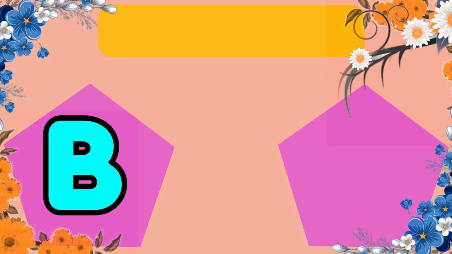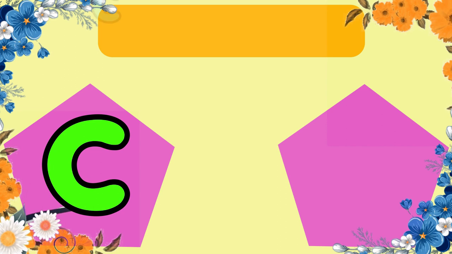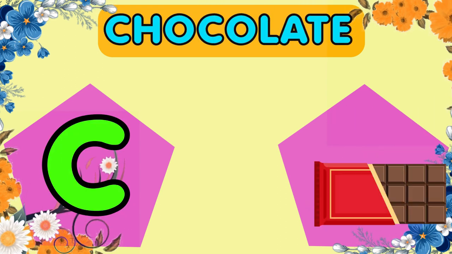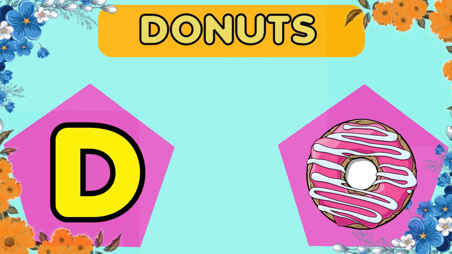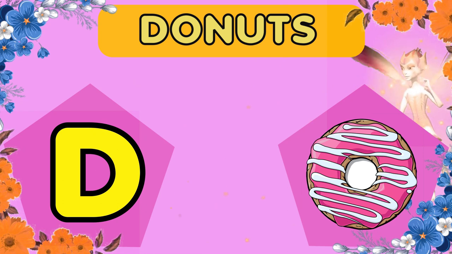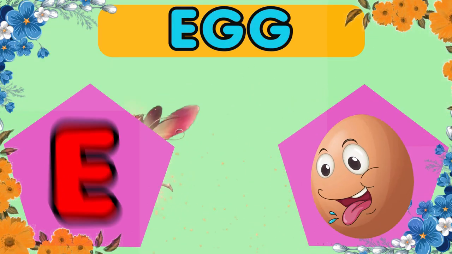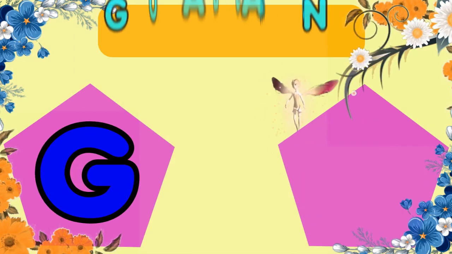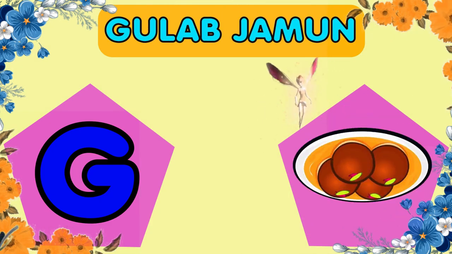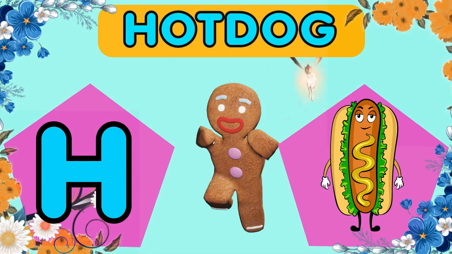Almond Joy. B is for Burger. Burger. C is for Chocolate. Chocolate. D is for Donuts. Donuts. E is for Egg. Egg. F is for French fries. French fries. G is for gulab jamun. Gulab jamun. H is for hot dog. Hot dog.